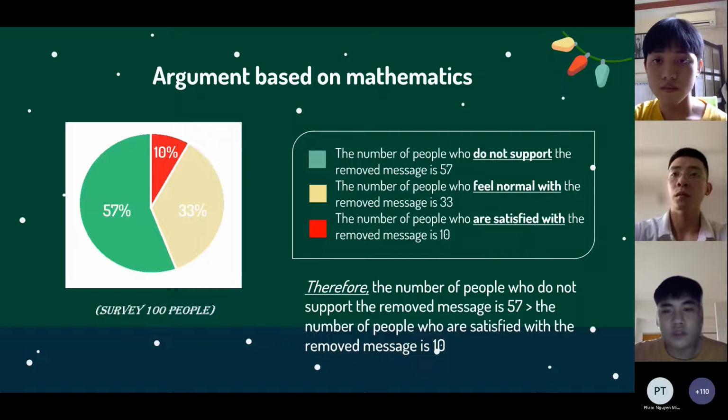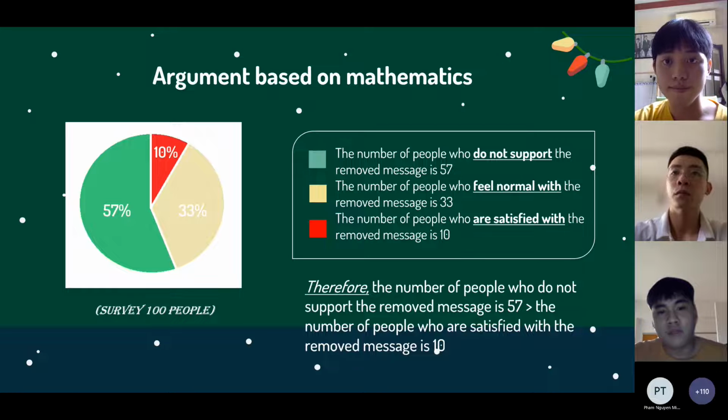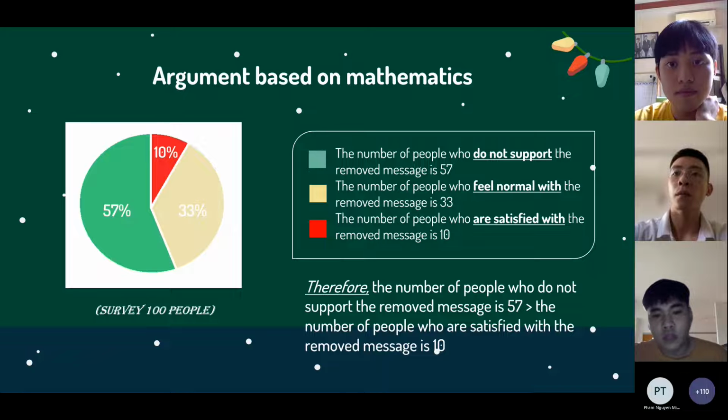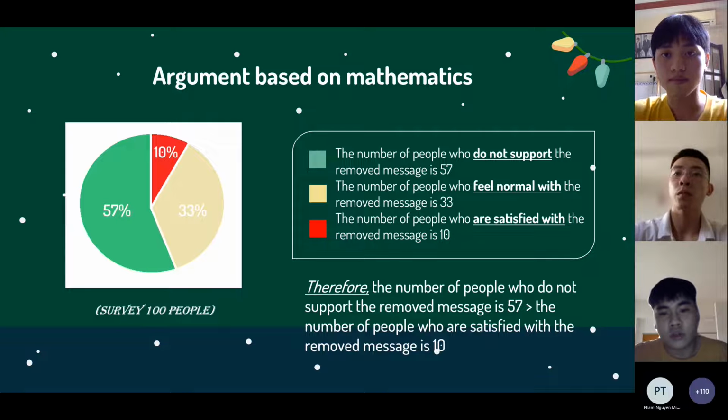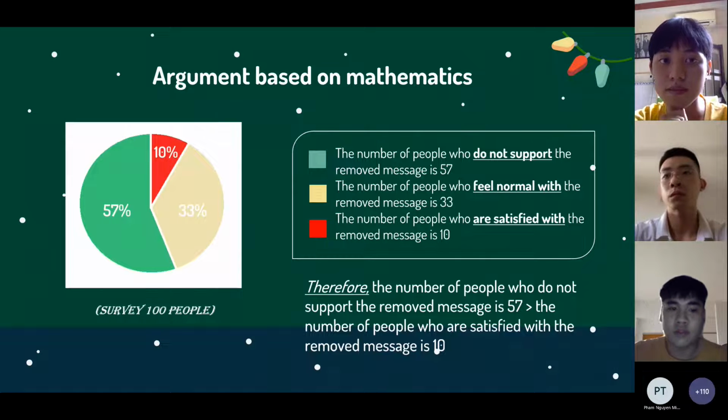And this is the pie chart. It shows that more than 50% of people do not support the remove message. And the conclusion is that the number of people who do not support the remove message is more than the number of people who are satisfied with the remove message.